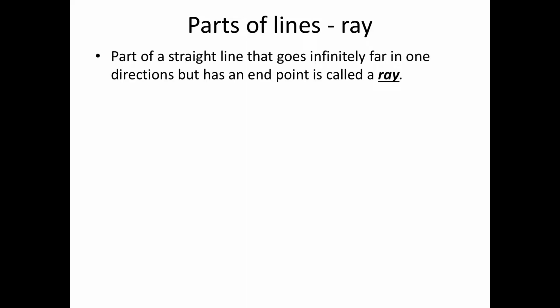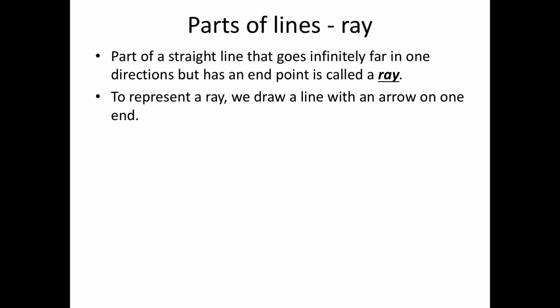Now we're going to talk about parts of a line. The first one we're going to talk about is a ray. It's a part of a straight line that goes infinitely far, but only in one direction. It has an end spot. When I think of a ray, the easy way to remember it is like in science fiction, people have ray guns. A ray gun has an end point called the gun, and then you shoot that gun, and it goes infinitely far. It's a laser or whatever it is. It just goes forever in that one direction in a straight line. So that's what a ray is. It's got an end point, but then goes infinitely far in one direction.